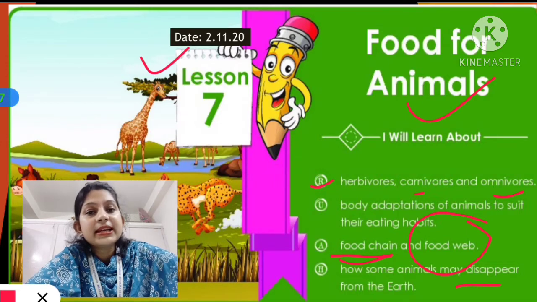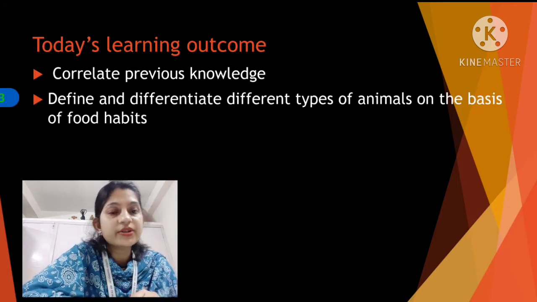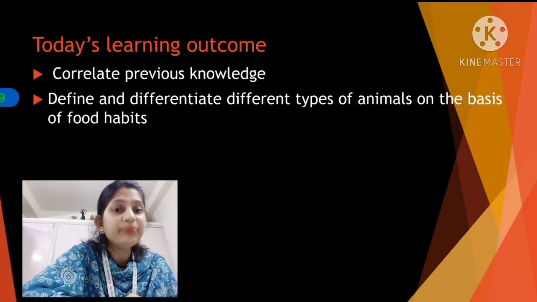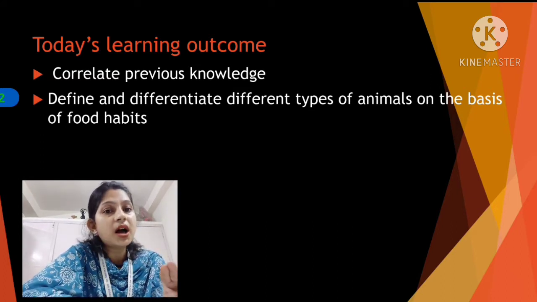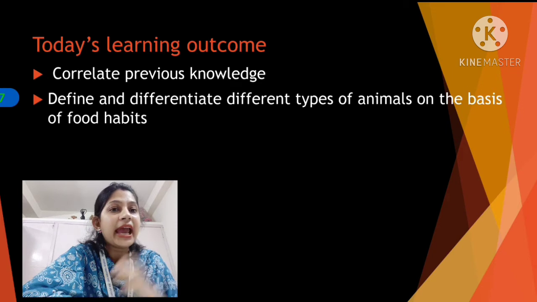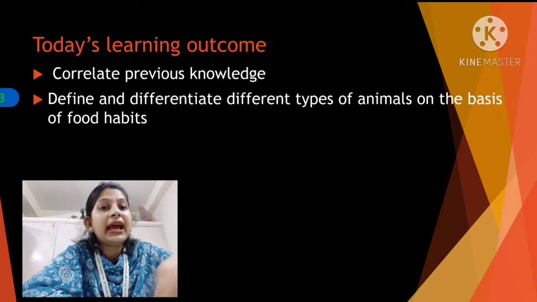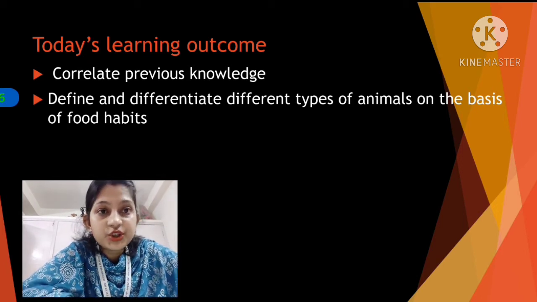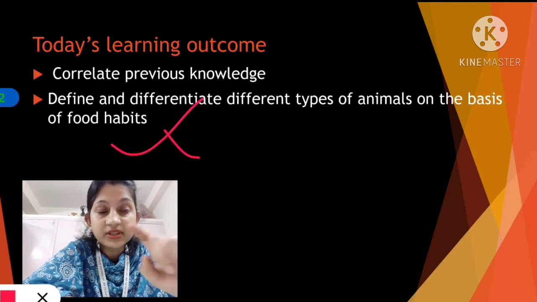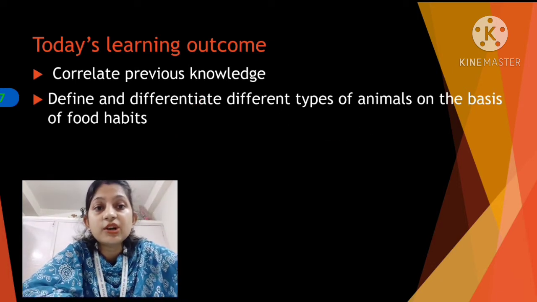Okay, so let us move ahead and see what we are going to learn in today's class. In today's class, children, we are going to recall our previous knowledge. I know the terms which I am going to use today may be known to you. We are going to recall those terms and add a few more details. After this class, you should be able to define and differentiate different types of animals on the basis of food habit.